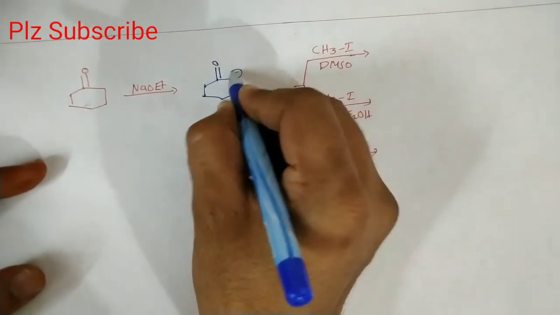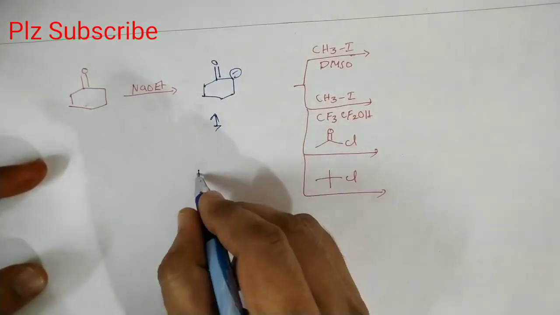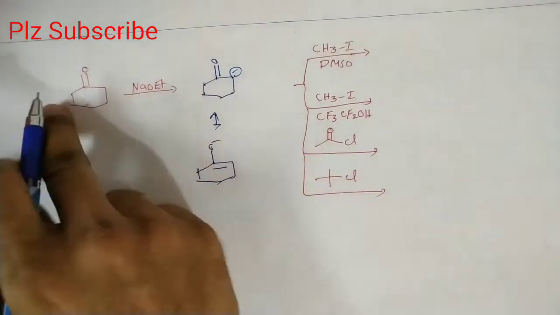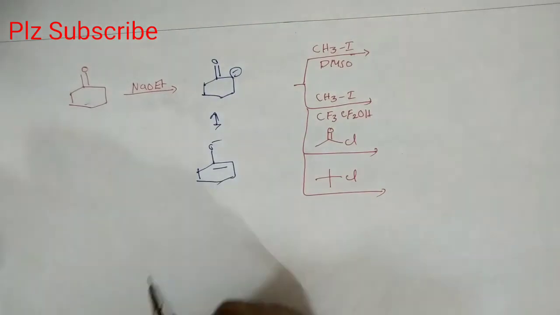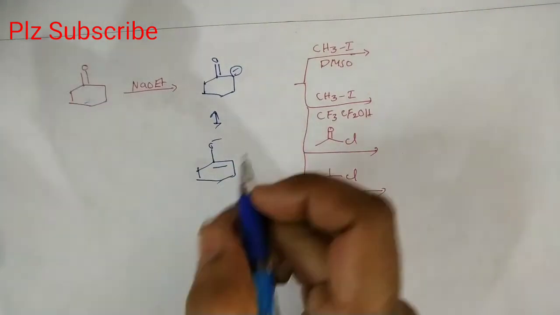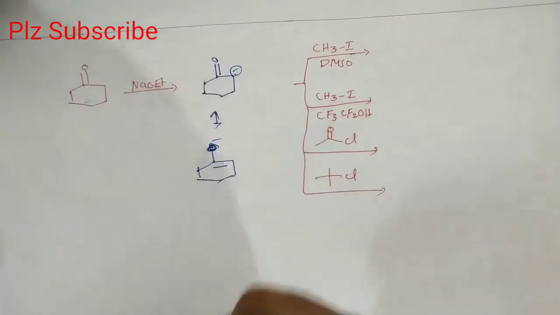Here, double bond O, negative charge. On both sides is the same carbon, so it is symmetrical. From either carbon, hydrogen can be removed. So these two are the intermediate products, the carbanion and the enolate.